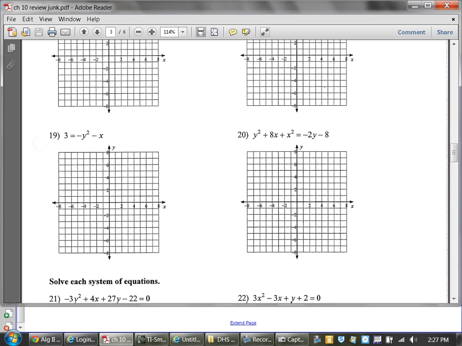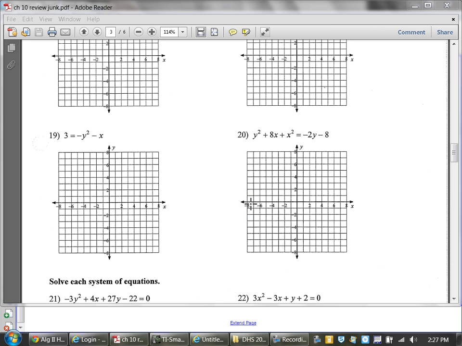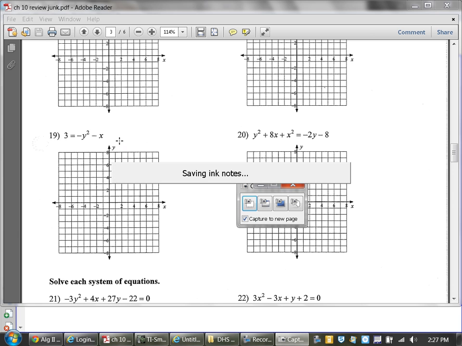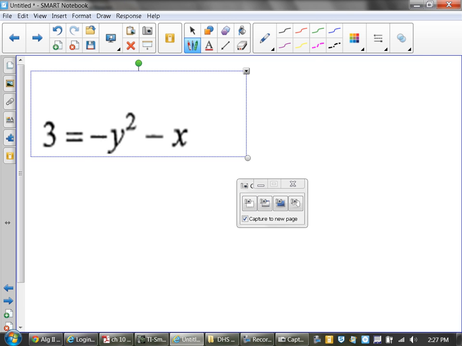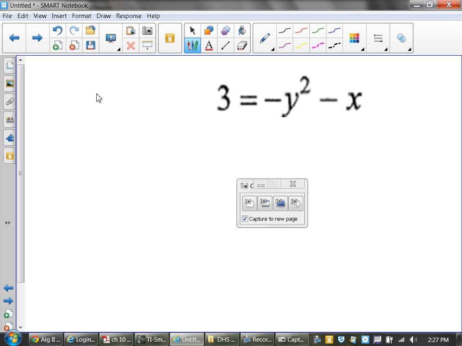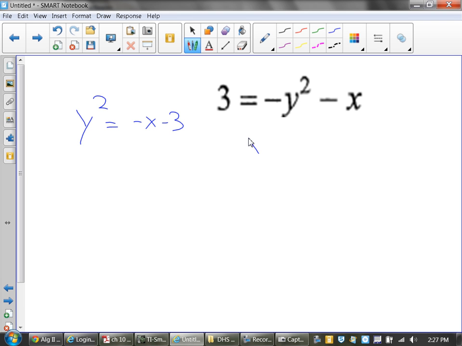I will tell you on 19, do we all agree right off the bat that it has to be a parabola? It has to be a parabola because there's only one term that's squared. So what I'm going to do is move things around to get the squared term by itself. Y squared equals negative x minus 3. It's almost looking like the form for a y squared parabola. Remember, y squared parabola is y minus k quantity squared equals 4p times x minus h.